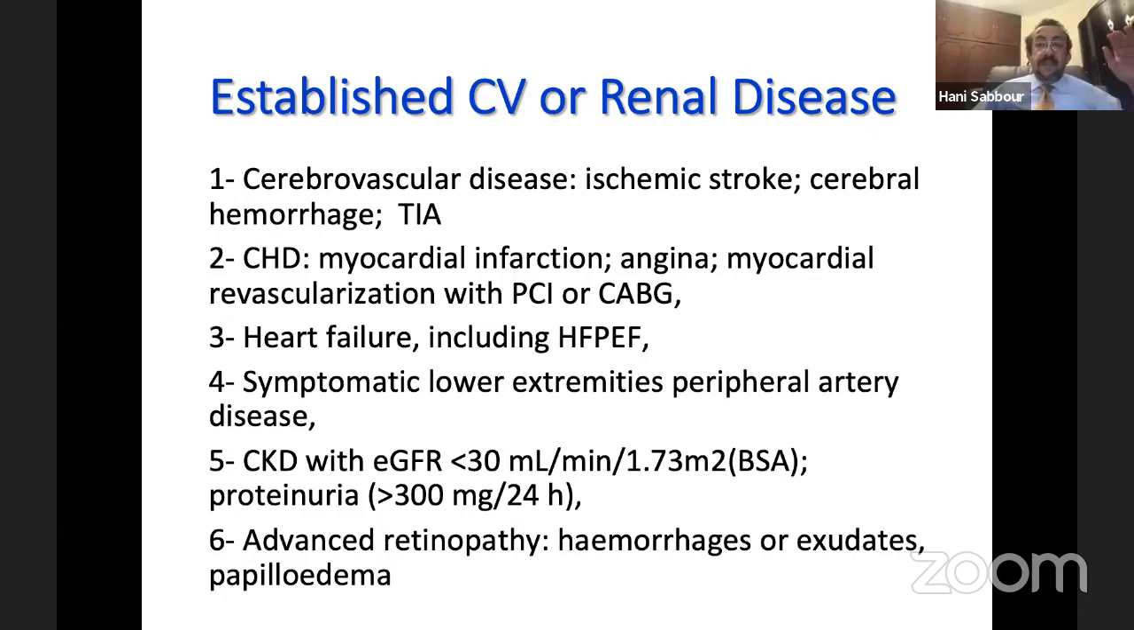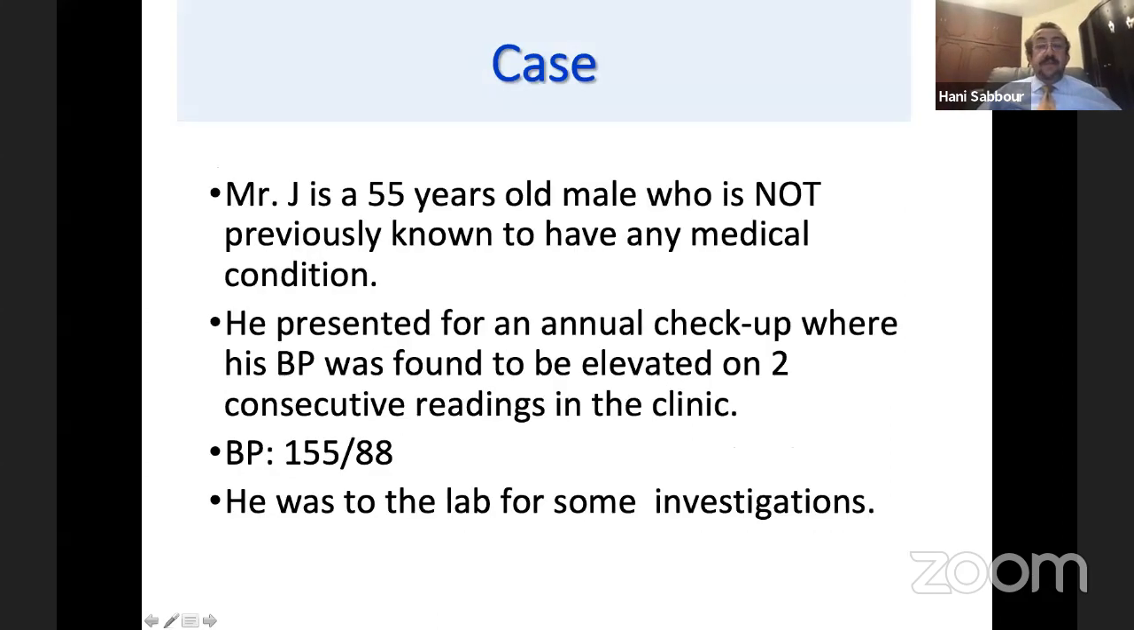Now there's secondary prevention. So this is historical data. Cerebrovascular disease, any history of stroke, TIA, or hemorrhage. Coronary heart disease, MI, angina, revascularization, or CABG. Any history of heart failure, including preserved ejection fraction. Peripheral artery disease, severe CKD and proteinuria, and of course the presence of retinopathy due to hypertension or diabetes or otherwise. So to highlight this point, we're going to run through a case.